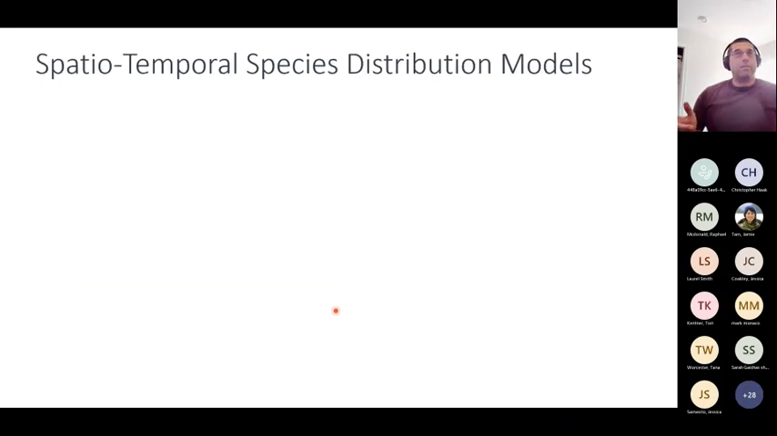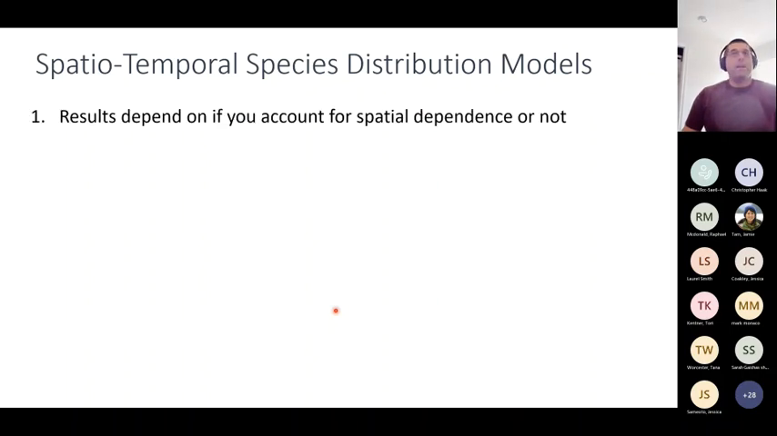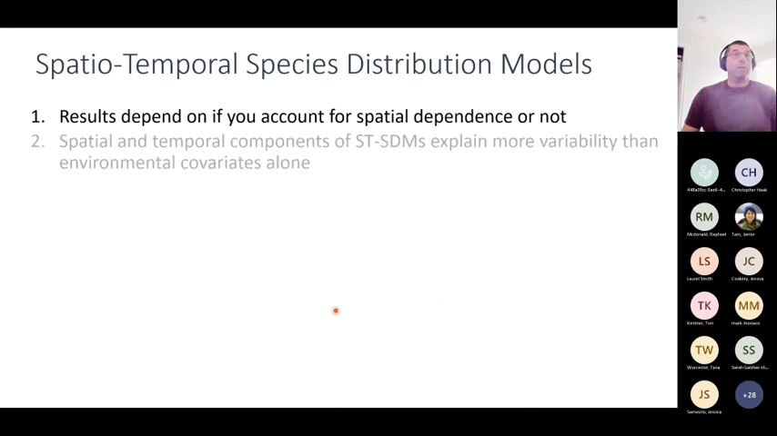So I'm going to switch gears here and talk about species distribution modeling. This is work that Nathan Hebert has done for us. I'm going to summarize the three things we found from this, and Jessica hinted at some of these already. First, the results depend on whether you account for spatial dependence or not. Spatial dependence is very, very important in these models. Historically, certainly most species distribution models did not account for spatial dependence, and it really changes your perception of the world when you account for it.